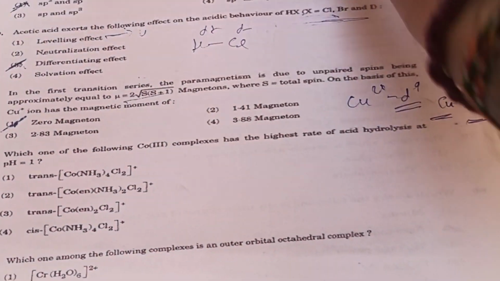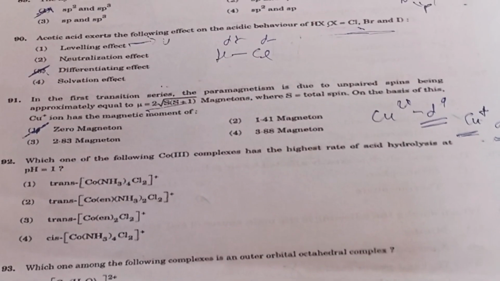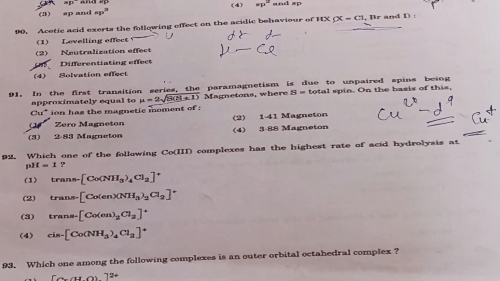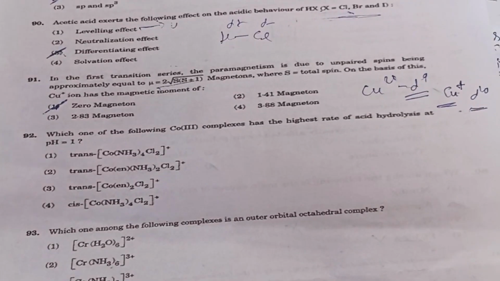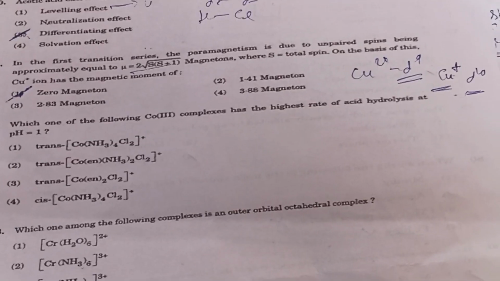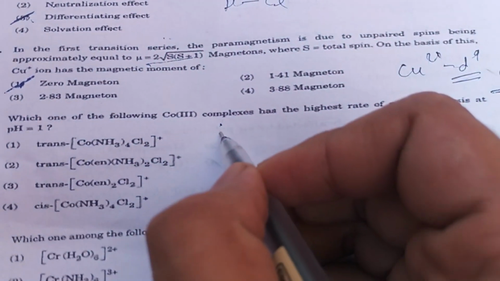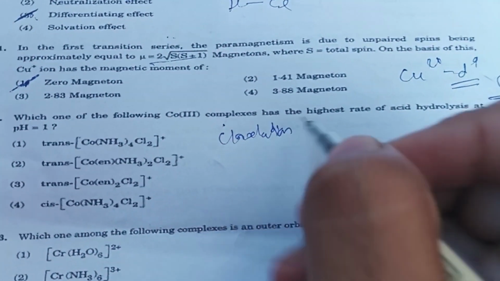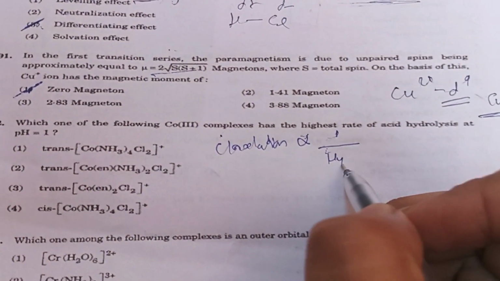Okay. If we come to the 92nd question: which one of the following Co3+ complexes has the highest rate of acidic hydrolysis? So they are asking about acidic hydrolysis. Here it is an important concept. We all know that chelation is inversely proportional to hydrolysis.